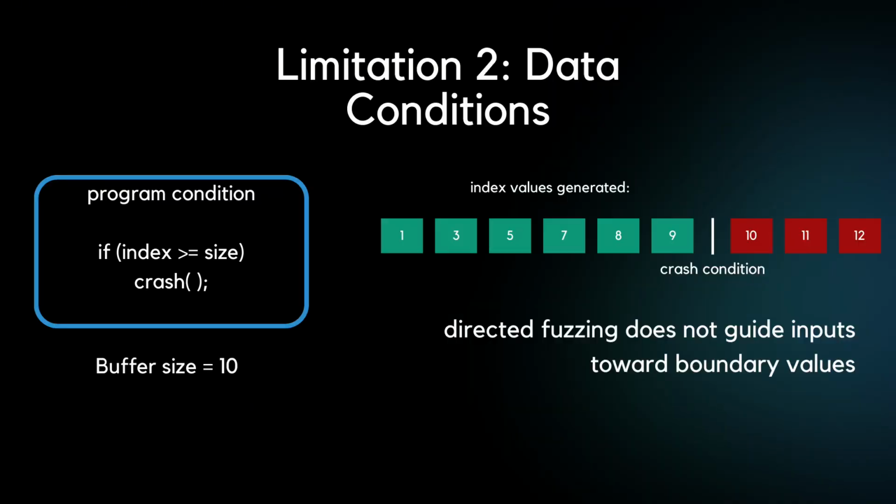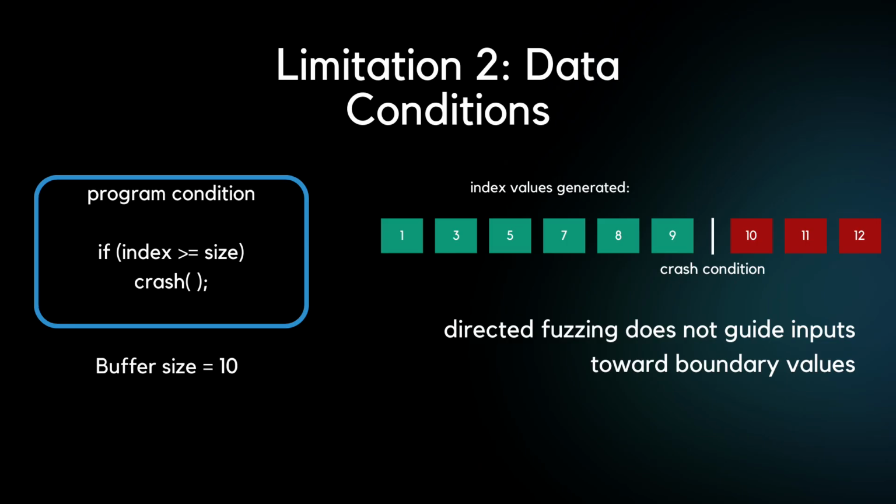The second limitation involves the data conditions in code. For example, many crashes occur only when specific input values satisfy certain conditions. Imagine a program that crashes when, given a block of memory, the index is greater than or equal to the size. If the buffer size is 10, then the crash only occurs when the index is 10 or greater.